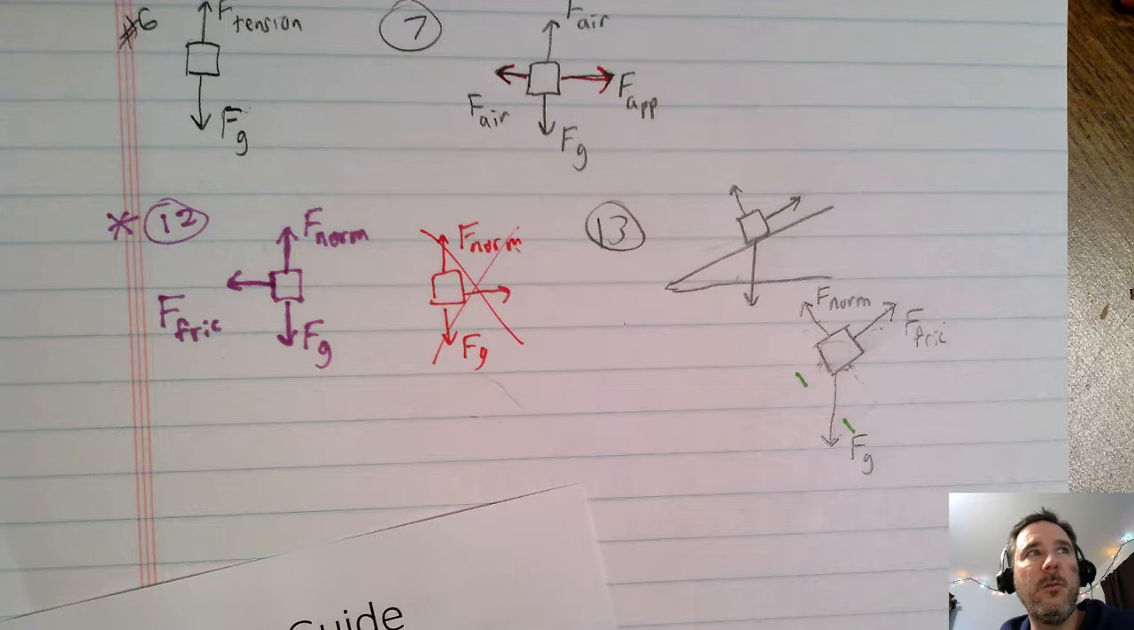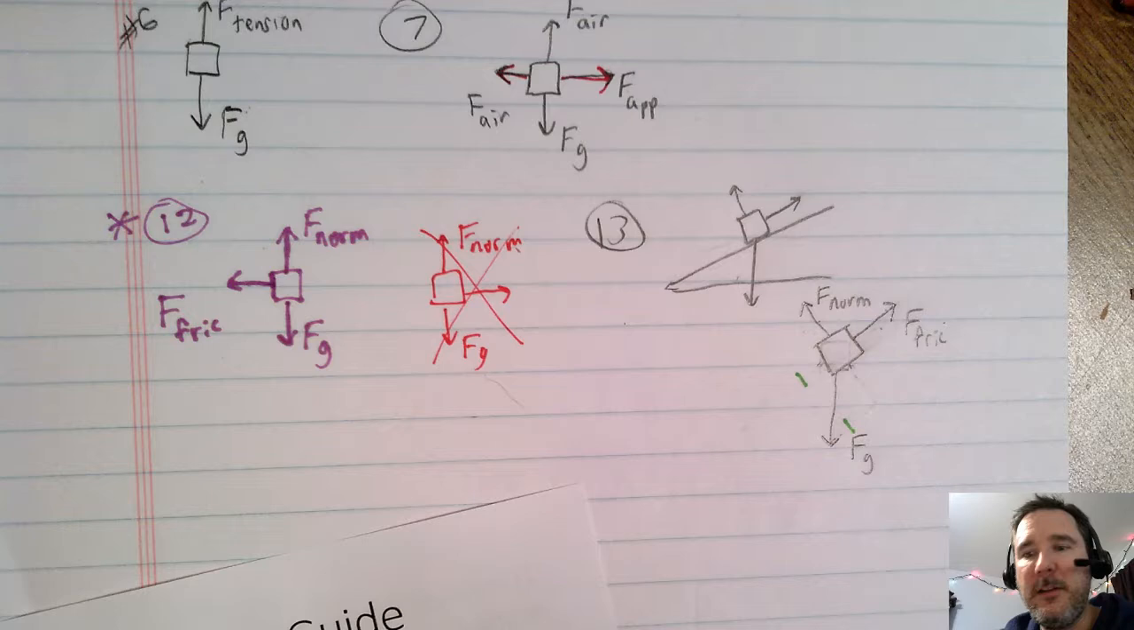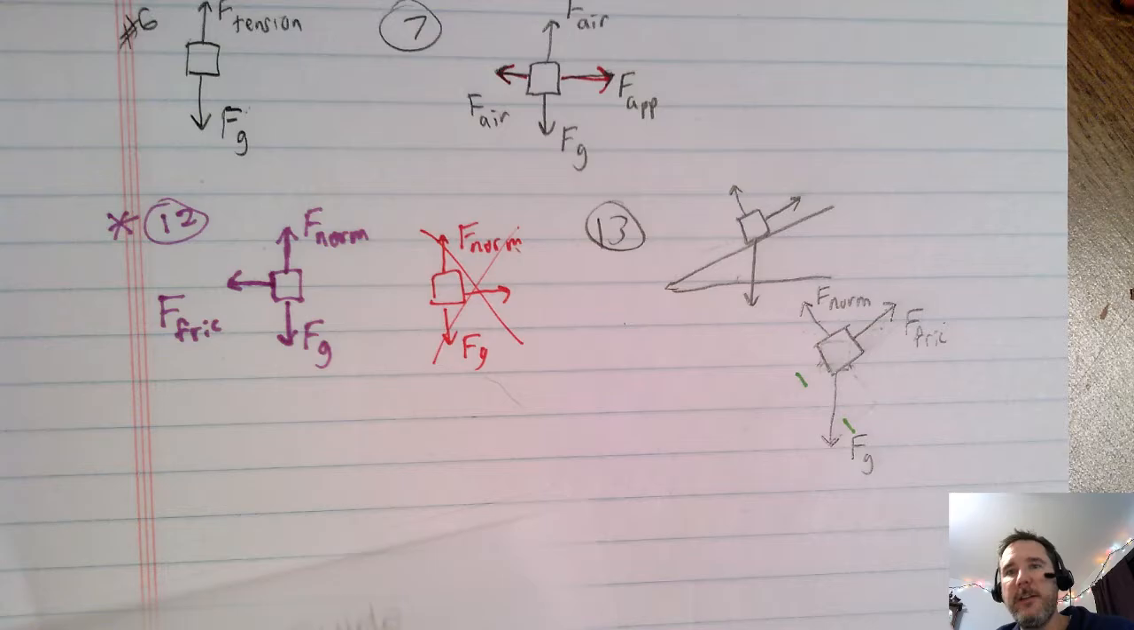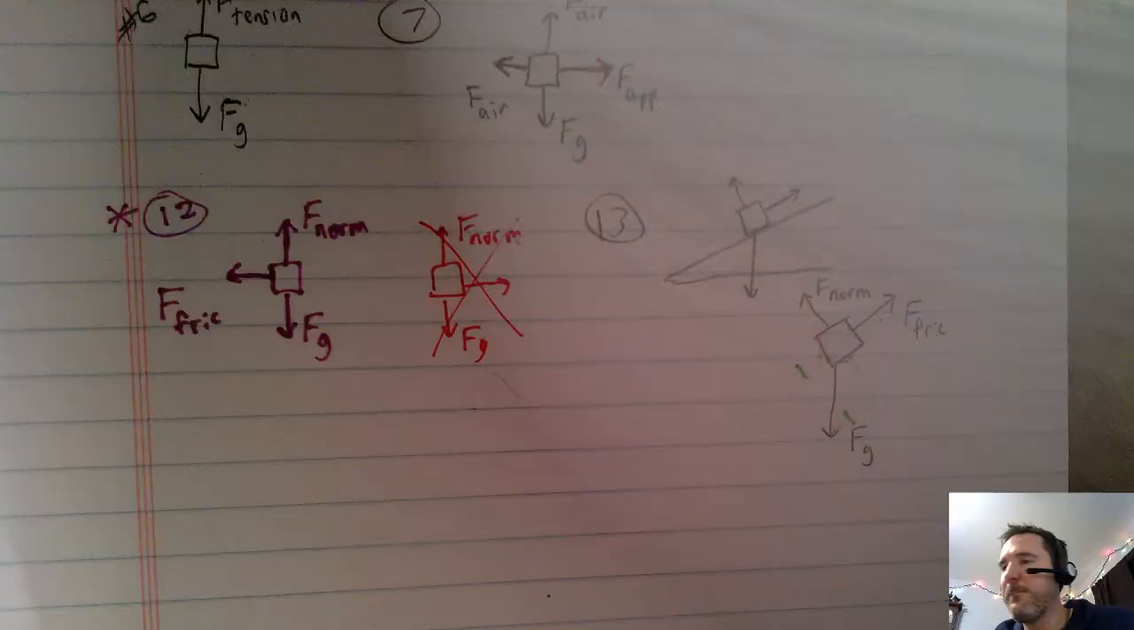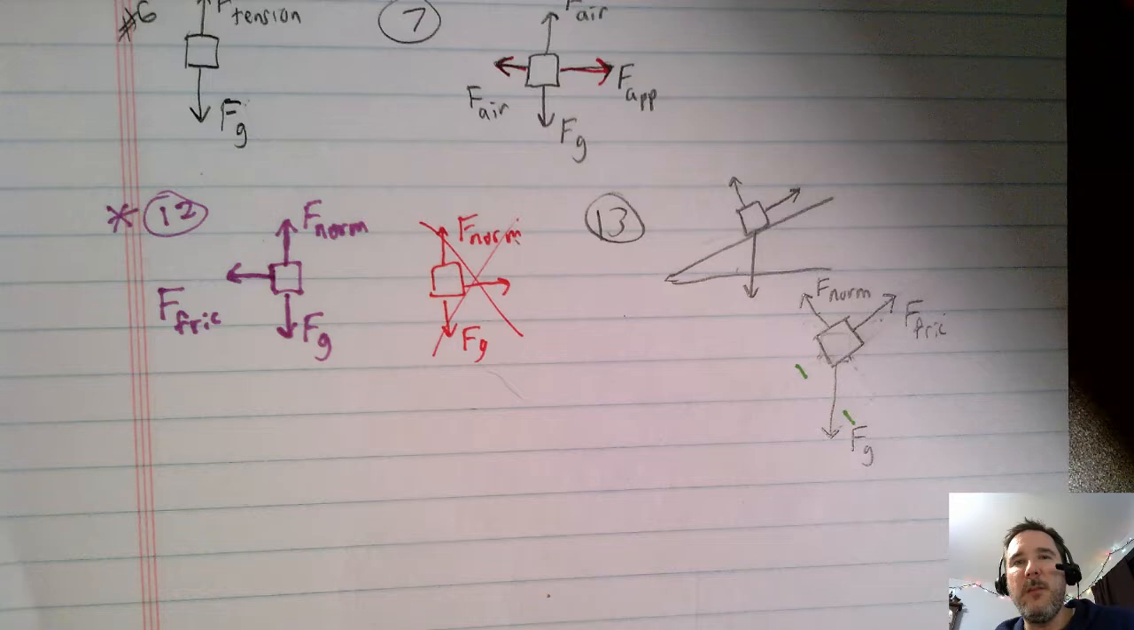Pausing for questions, but not seeing too many. I'm just going to move on. And that was 13. So now we are down to a jack-o'-lantern hanging from number 14, from two wires. And it gives us the tension and so on. So what I'm going to do is leave that one till later. I'm going to come back to it, get through these easy ones first, and then we'll get to one of those at the end.